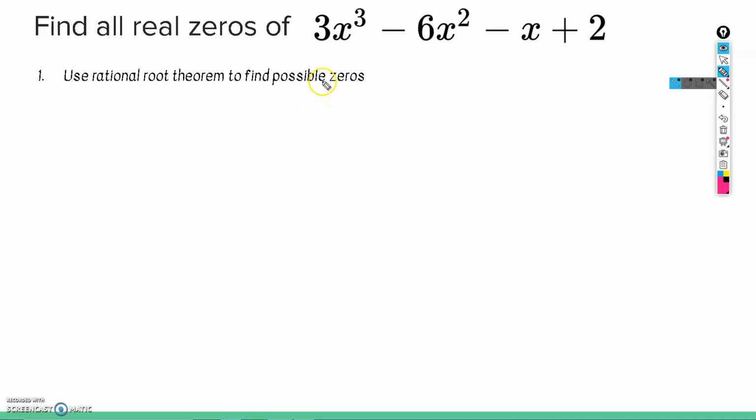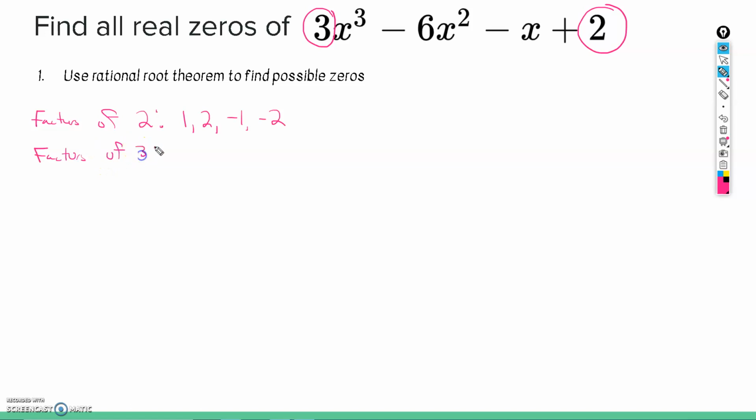The rational root theorem says take all factors of your constant term, so factors of 2, which are 1 and 2 and negative 1 and negative 2, and then take all factors of your leading coefficient, so factors of 3 are going to be 1 and 3, and then negative 1 and negative 3.